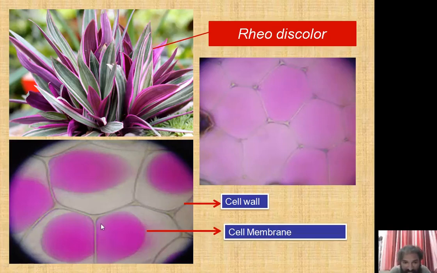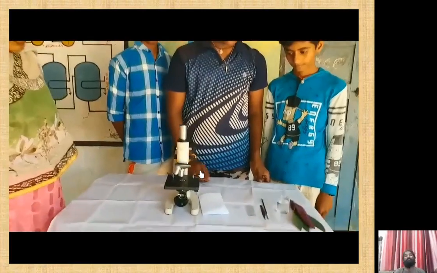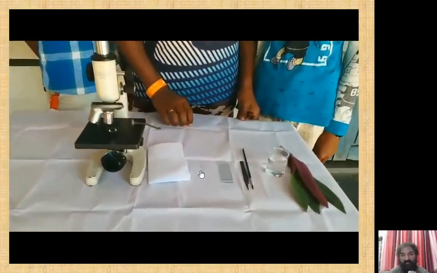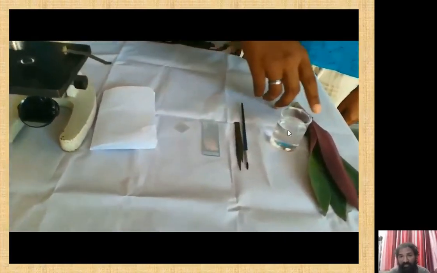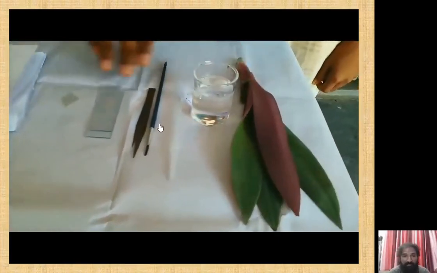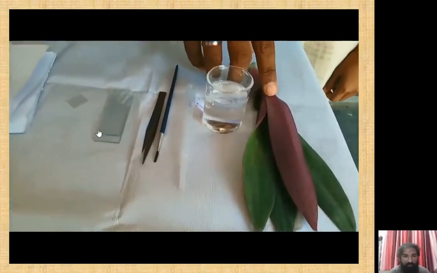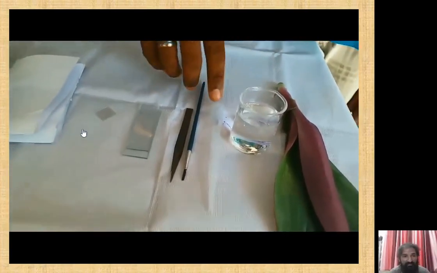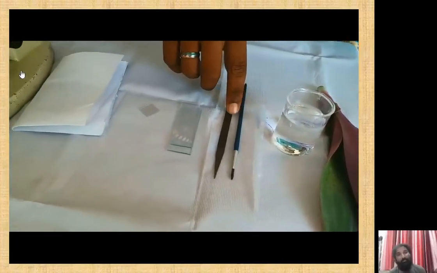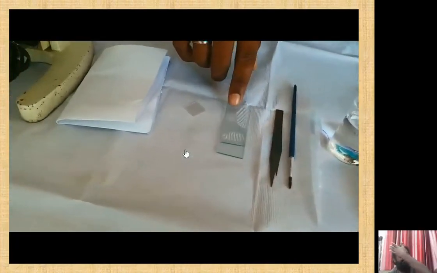The outermost layer of the cytoplasm is the cell membrane. Here the cell wall is separated from the cell membrane due to the salt water. Now you watch the video here. For this experiment, we have to take the materials. You see the Rhoeo leaf, a beaker with water, a brush, forceps, a glass slide, a watch glass, tissue paper, and a microscope. These are the different materials we need for conducting this experiment.